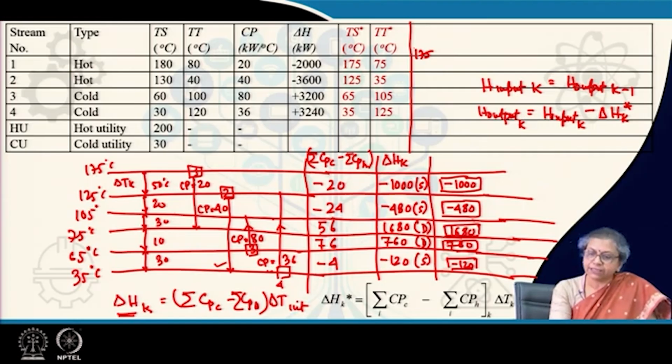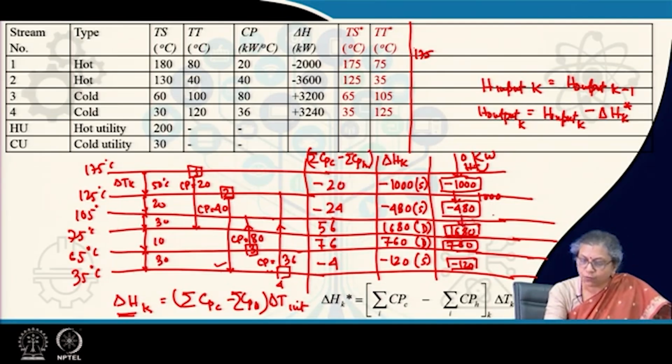So, initially I start with 0 heat input from the top. To start with, it is 0 kilowatt of the hot utility. So, naturally, 0 heat is coming in here, and minus 1000 kilowatt is the delta H k. So, what comes into the second cascade? 1000 kilowatt comes into the second cascade. The heat delta H k is minus 480. So, 1000 minus of minus 480.